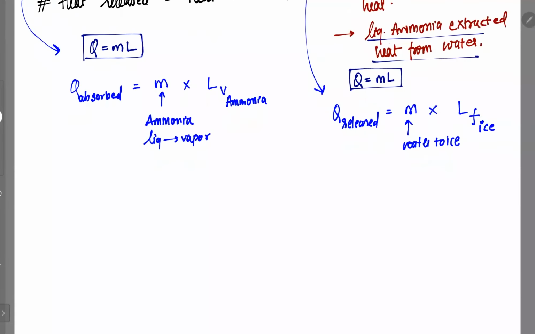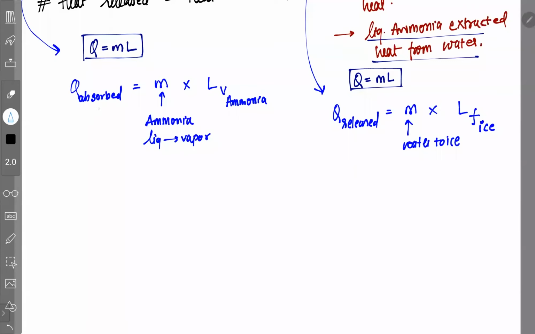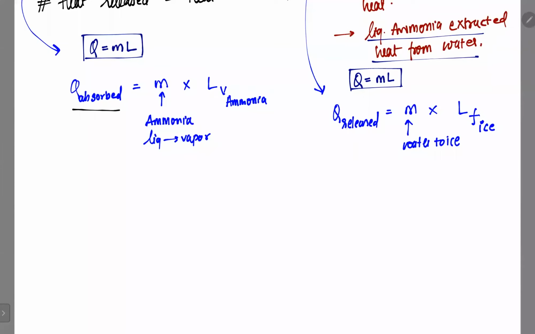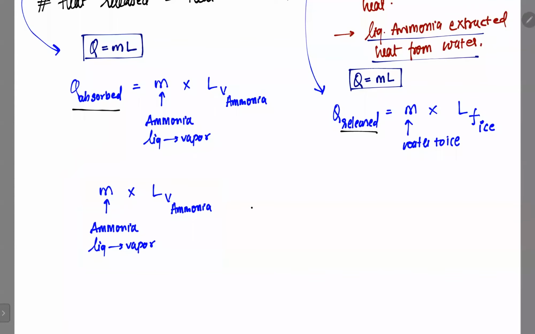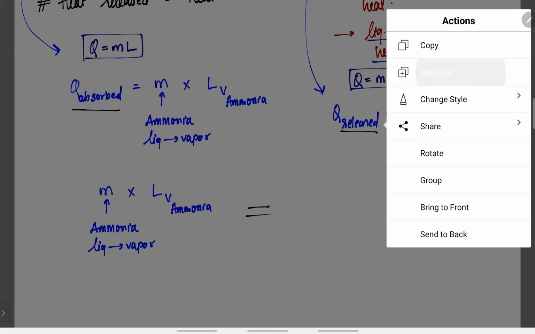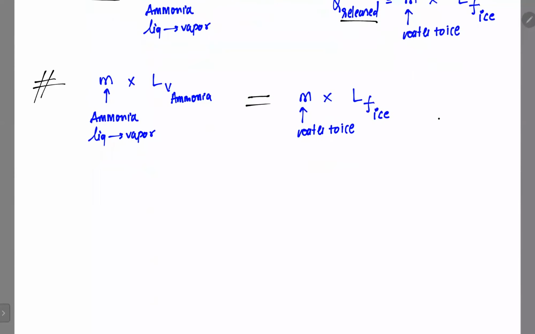Now, if you look at this very carefully, don't you think that as per the principle of calorimetry, Q absorbed is equal to Q released? So what does this mean? This means that this value will be equal to this value. Baat samajh mein aaya? Yes, sir. Beautiful. Now look at the value that you've got.